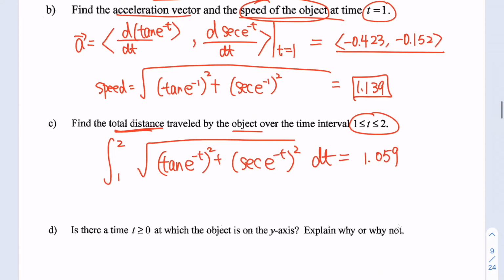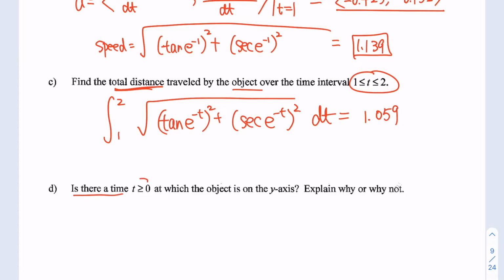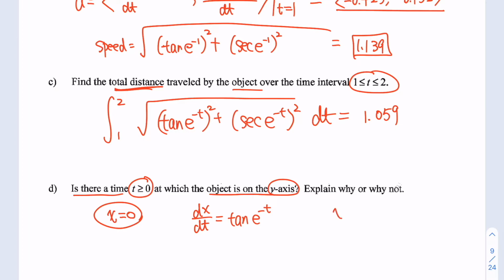And the last part, is there a time t at which the object is on the y-axis? This one's a little bit difficult. So if you look at the point on the y-axis, we know x has to be 0. So we are looking for, is there a point t where x equals 0? And we realize dx over dt is given, which is tangent e to the negative t. And also at t equals 1, the position is at 2.